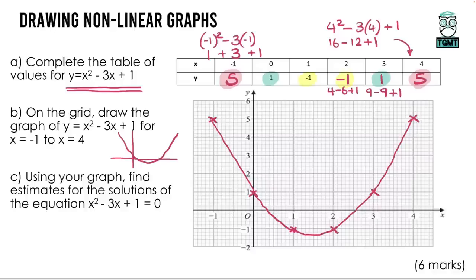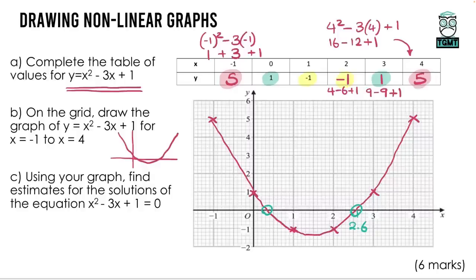Now for the final part here, it says using your graph, find estimates for the solutions of the equation. Now these solutions, sometimes also called the roots, are the points where it crosses the x-axis. So here I want to very carefully read this coordinate, and I want to very carefully read this coordinate. Now the one on the right looks a little bit easier to read. To me it looks like 2.6. You will be allowed a little bit of leeway either side of the number, so don't stress too much about getting it absolutely perfect. You don't need to write things like 2.575 or something like that, just as close as you can.